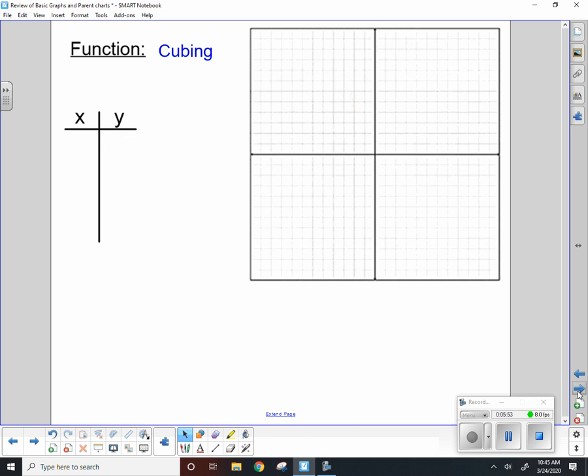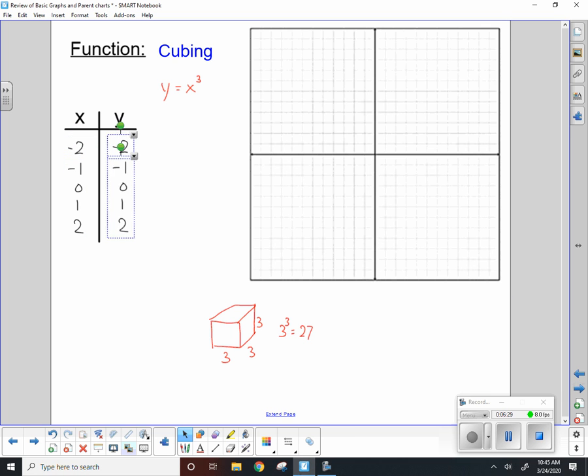And again, it also gets its name from geometry, where if you take a cube and you multiply the length times the width times the height, that gives you the volume of the cube. All right, so here's our equation. Y equals x to the third, or x cubed. And we'll start with the same x values, -2, -1, 0, 1, and 2. And once I have my x values, I'm going to think about what would happen to those values if I were to cube each one of them.